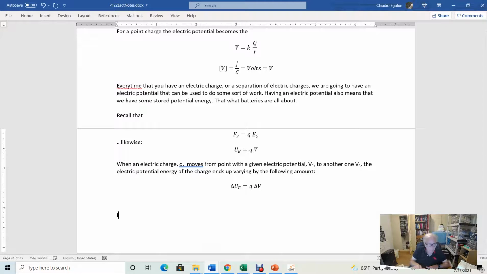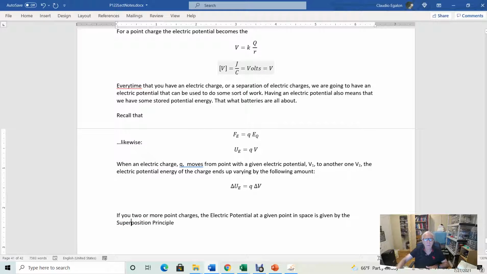If you have 2 or more point charges, the electric potential at a given point in space is given by the superposition principle. Superposition principle. Here you go.